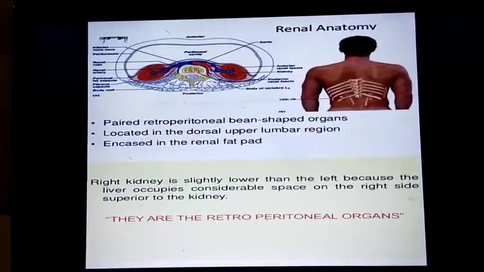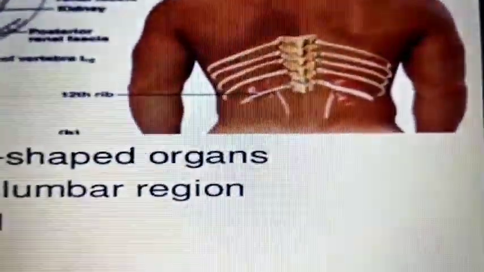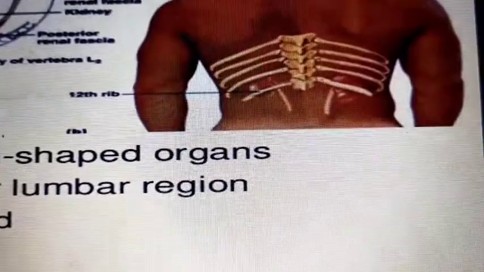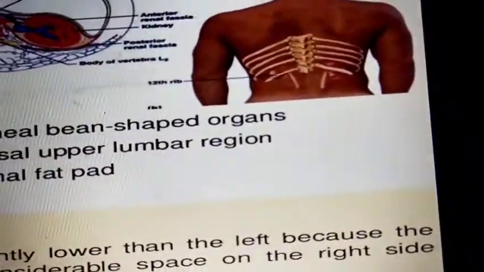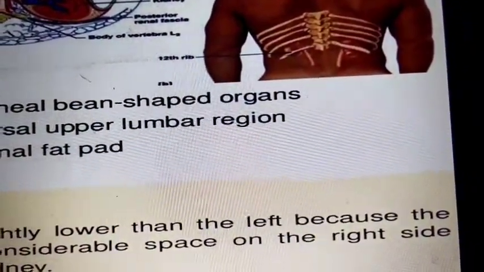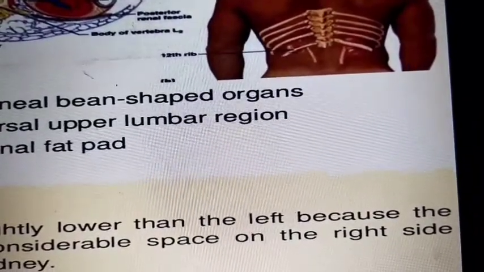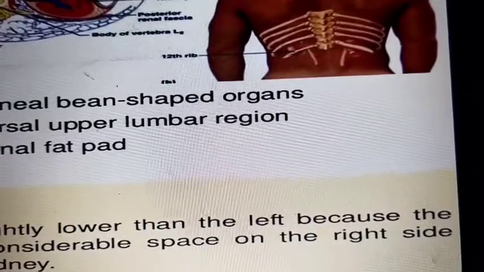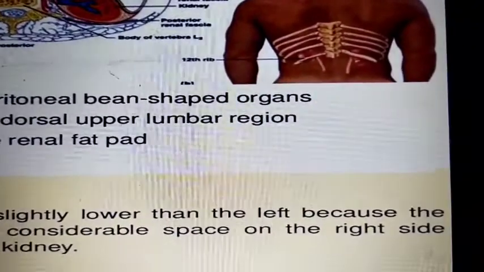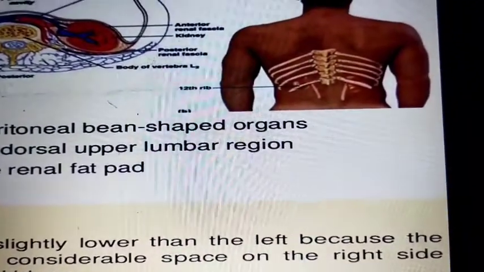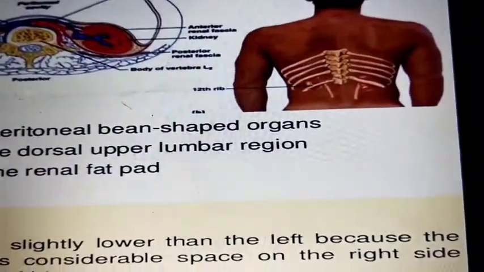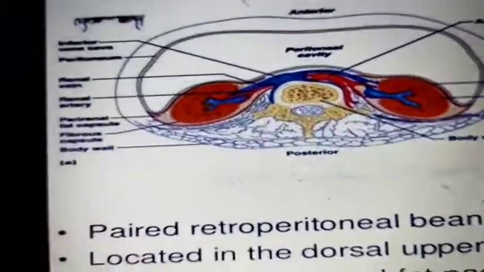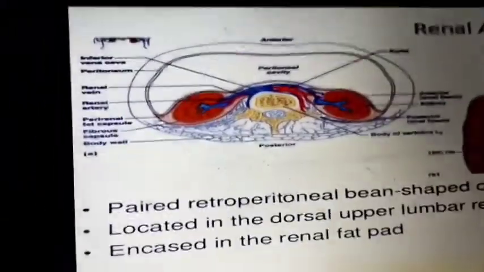partially protected by the 11th and 12th pair of ribs. You can see here in this picture, the 10th to 12th ribs partially protect the kidney from behind. It is bean shaped and present from the T12 to L3 vertebrae, located in the posterior abdominal wall. In this picture you can see the posterior abdominal wall.